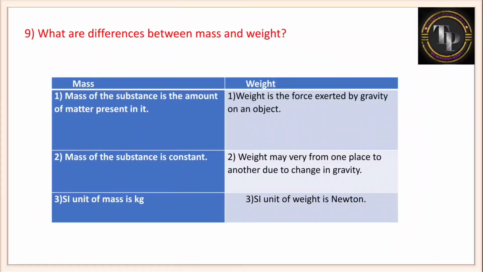The SI unit of mass is kg. The SI unit of weight is Newton. This is also a very important question, guys. So remember the differences.